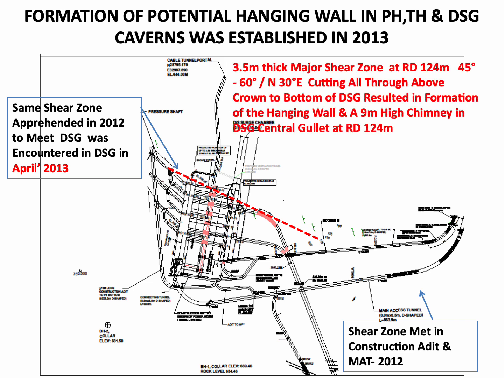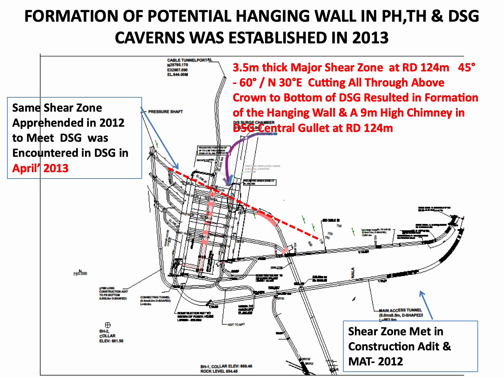A 3.5 meter thick major shear zone was encountered at RD 124 meter of the downstream surge gallery, which had an inclination of 45 to 60 degrees and an orientation of north 30 degrees east, cutting all through from above the crown to the bottom of the downstream surge gallery. It resulted in formation of a hanging wall, and a 9 meter high chimney was made in the downstream surge gallery's central gullet at RD 124 meter.